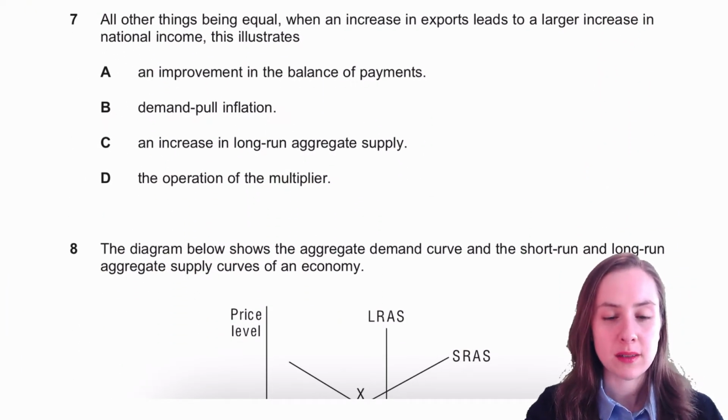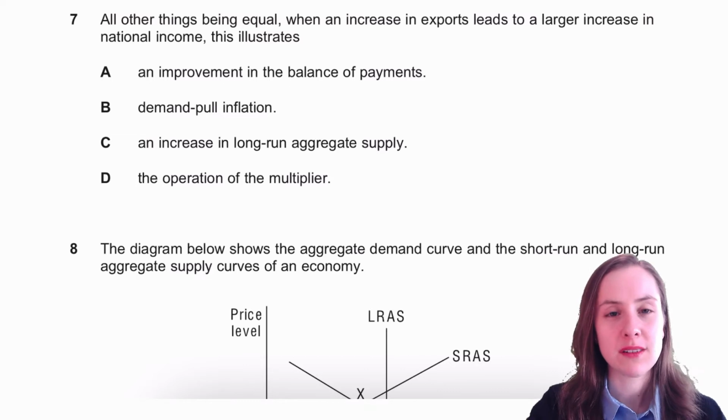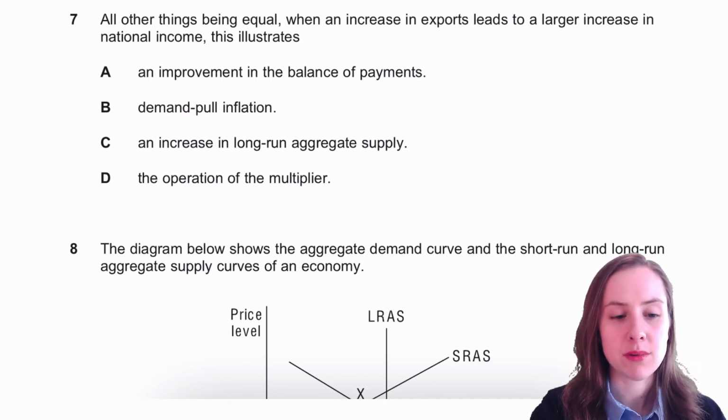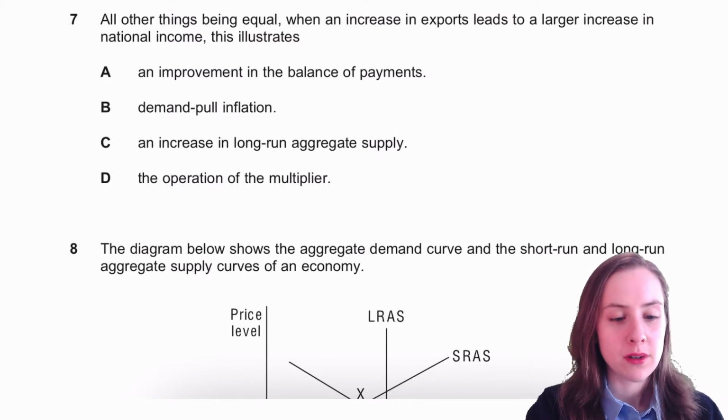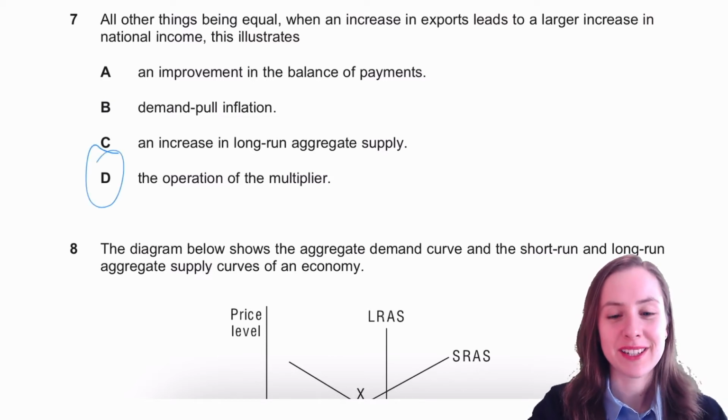When an increase in exports leads to a larger increase in national income. Okay, this sounds just like a multiplier, right? Because multiplier is about injections leading to a larger increase in national output. There we go.